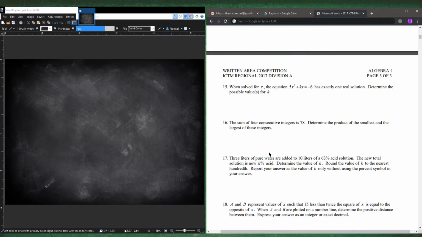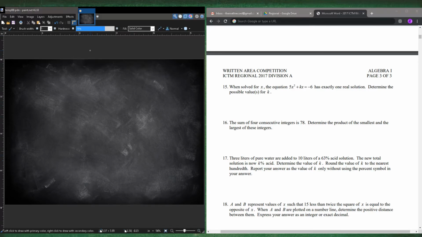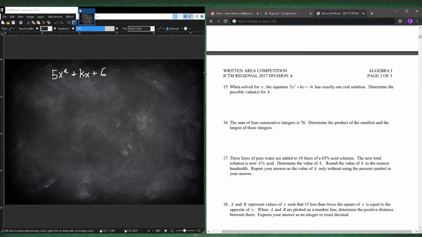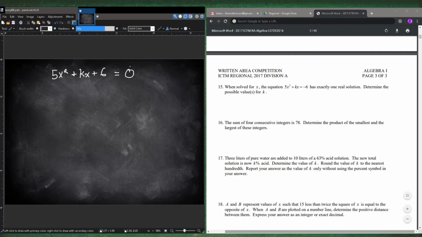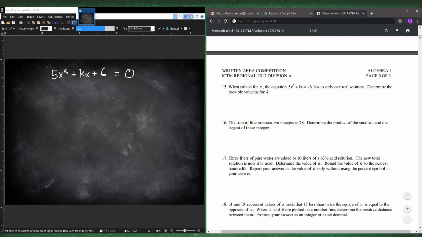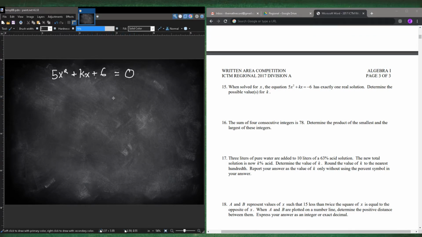Okay. Number 15. When solved for x, the equation 5x squared plus kx is equal to -6 has exactly one real solution. Determine the possible values for k. So the first thing I do is I usually make it into a quadratic. So we have 5x squared plus kx plus 6, right? You move the -6 to the other side, and that is equal to 0.